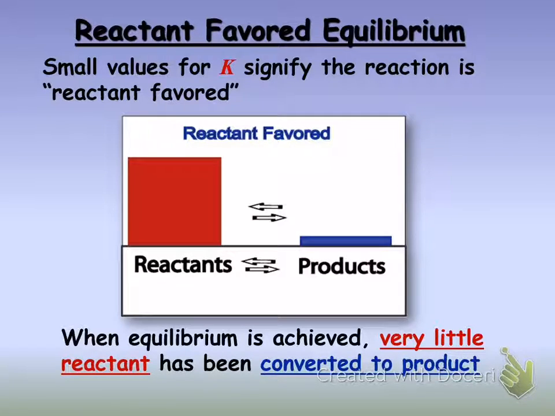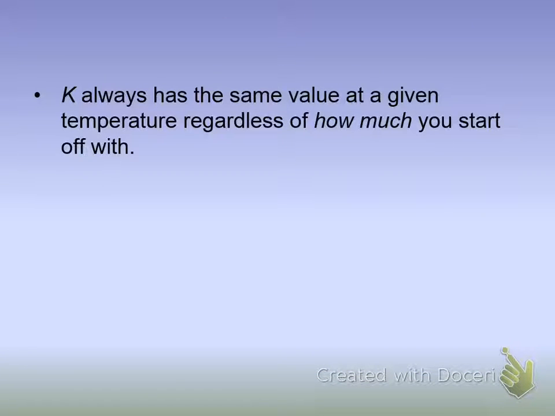So, moving on from that argument. K always has the same value at a given temperature regardless of how much you start with. Okay, so temperature will change K, and watch for that. Obviously, you're not going to have problems in the very beginning that change temperature because it involves another equation. We got to learn how to do the basics before we start changing temperature. But if we keep it at the same temperature, no matter what you start off with, K always has the same value. We always go back to K.